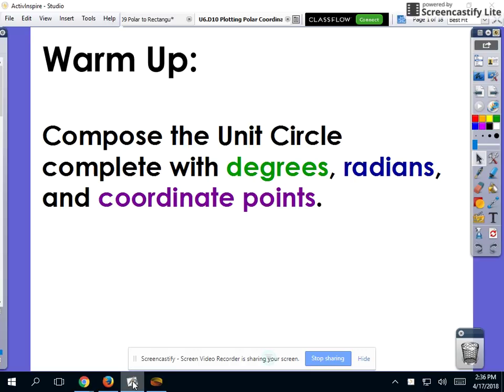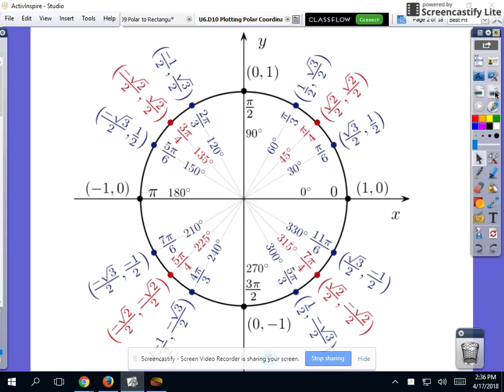Okay, now that you have created your unit circle, you can check and make sure that it matches what you see here. All of your signs, all of your values, all of your radians and your degrees.